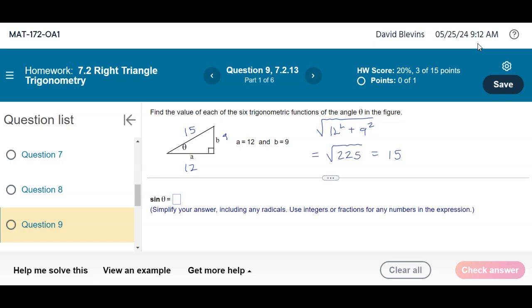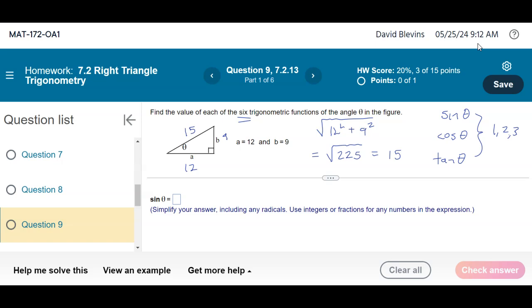All right, and then we're going to go through the 6 trig functions. So I encourage you, when you do these, go in the order of sine, cosine, tangent first. Not in any particular order, but those be your first 3. And then do the reciprocals for the other.